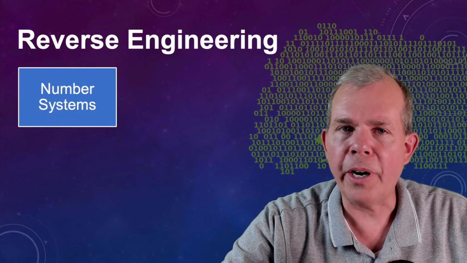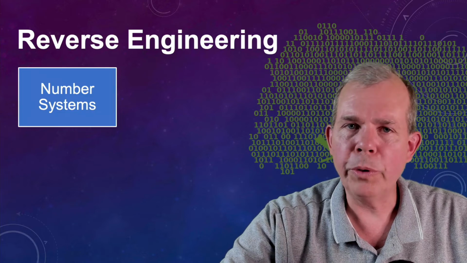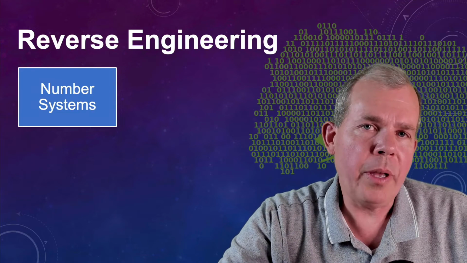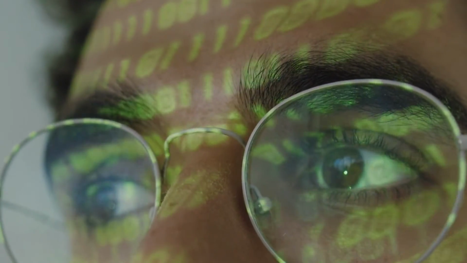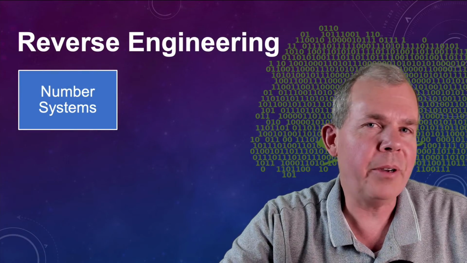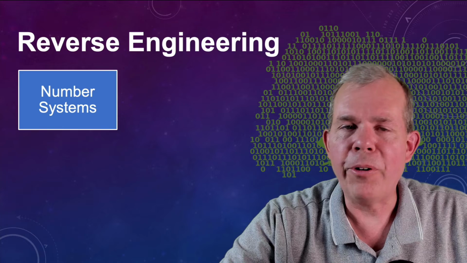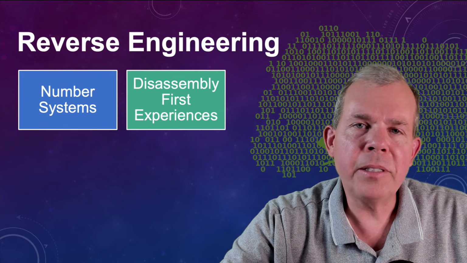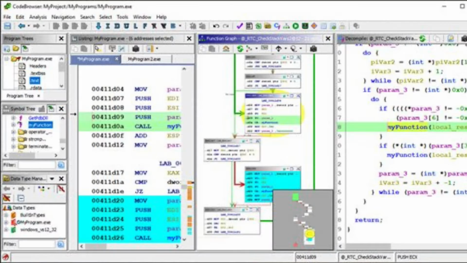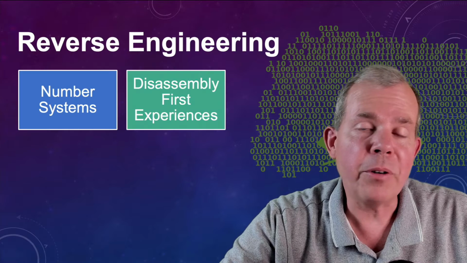So this course is taught in 8 pieces. In part 1, we'll talk about numbering systems. So if you have not seen binary numbers or hexadecimal before, this will give you a great start into how you can understand what a reversed piece of software looks like. Then we'll do some experiences to get you used to the idea of software reverse engineering, the first attempts.